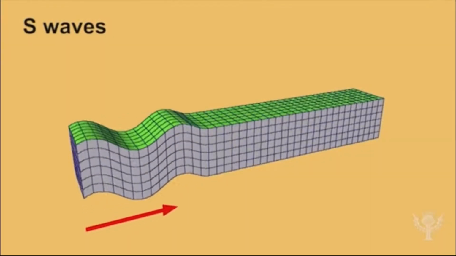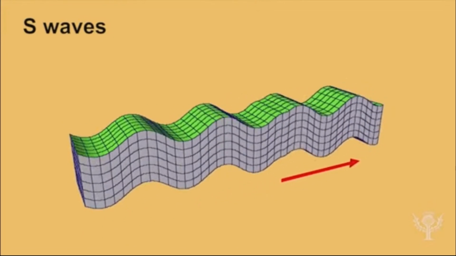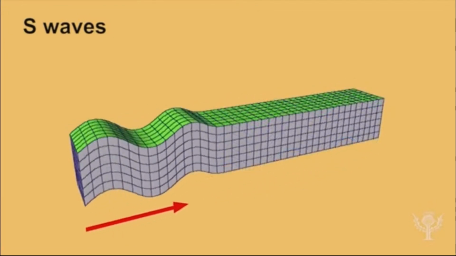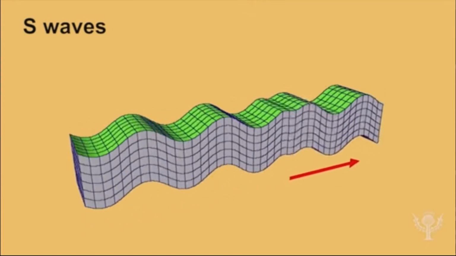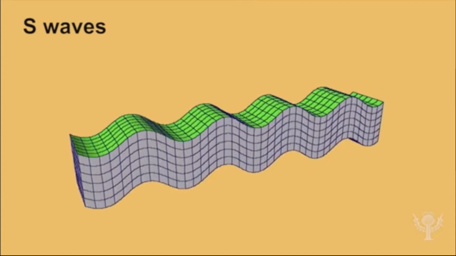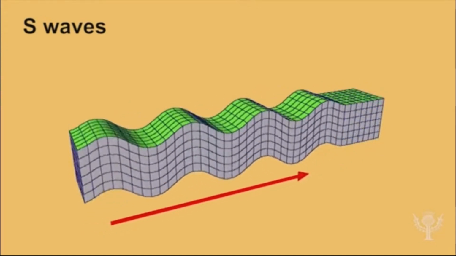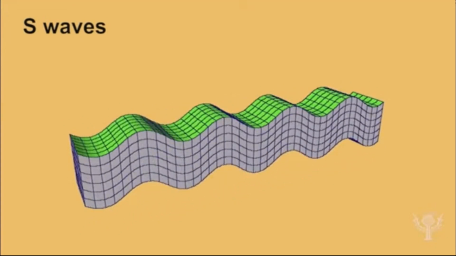S waves move the ground in a shearing or crosswise motion that is perpendicular to the direction of travel. These are the shake waves that move the ground up and down or from side to side. S waves are called secondary waves because they always arrive after P waves at seismic recording stations. Unlike P waves, S waves can only travel through solid materials.